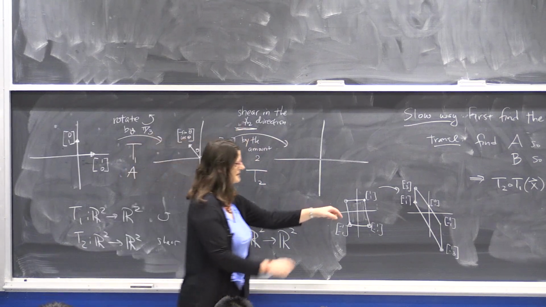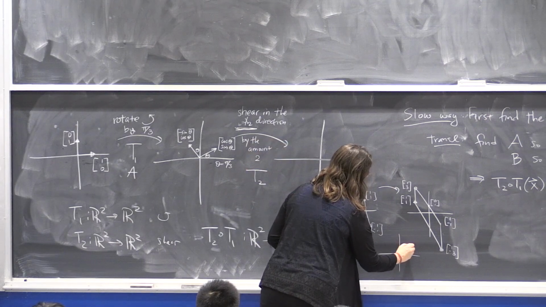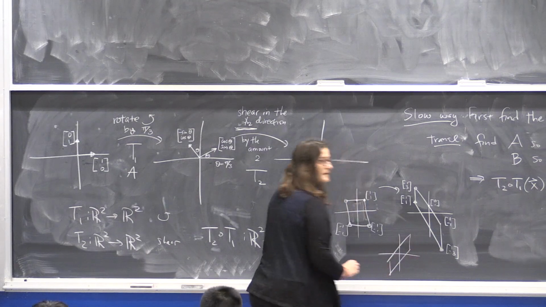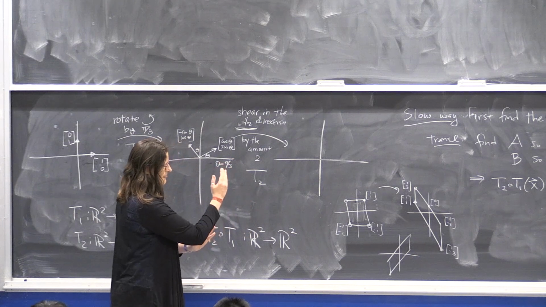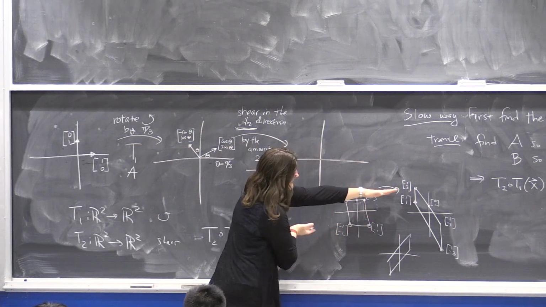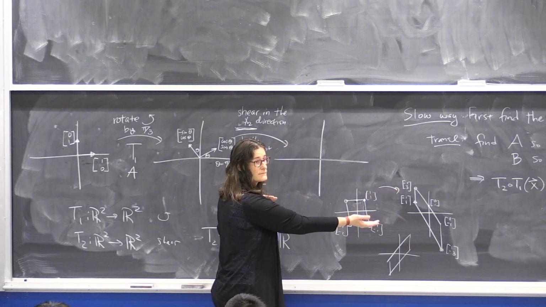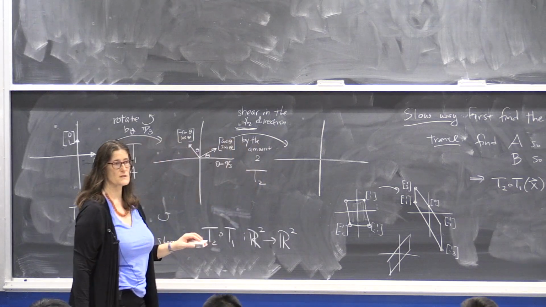This is shearing in the negative x direction. If I were to shear in the positive direction, I would end up with something that looked like that. So that's the positive x2 direction. This is the negative x2 direction. This is the positive x1 direction. This is the negative x1 direction. Other questions?